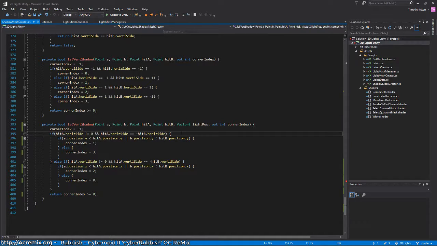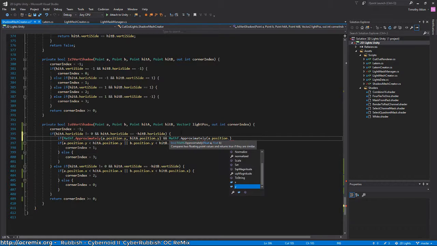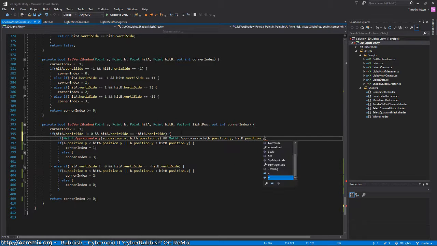So let's do it like this. If A position Y and hit A position Y, and again with a floating point, you don't want to just use the equals operator, because due to rounding errors, you might not get the values you'd expect. It's just always a good rule to keep in mind.